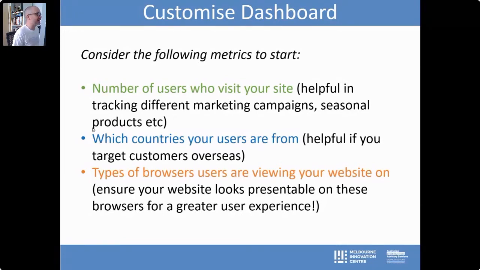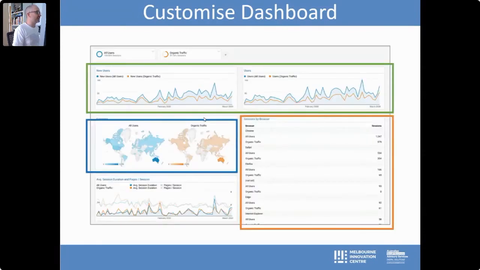You might be interested in the country. So you might only sell in Australia. So even though I'm getting traffic from Pakistan, that might not be very useful to me. So I might want to create a dashboard which has a filter which only shows Australian visitors and what Australian visitors are doing. And then you might want to have the type of browser as a filter as well. So like if they're coming through Chrome or Safari or Firefox, might be interesting to you.